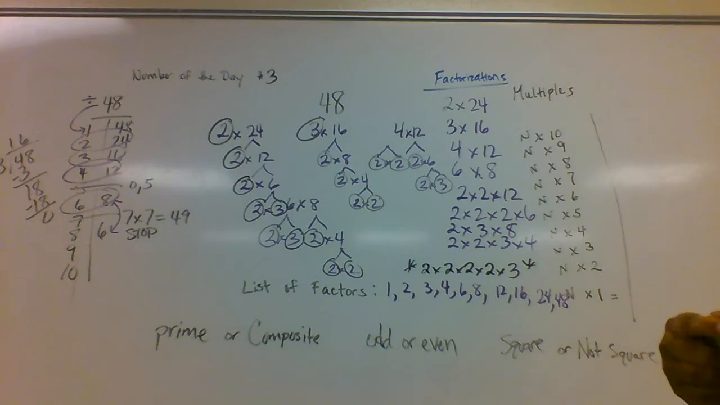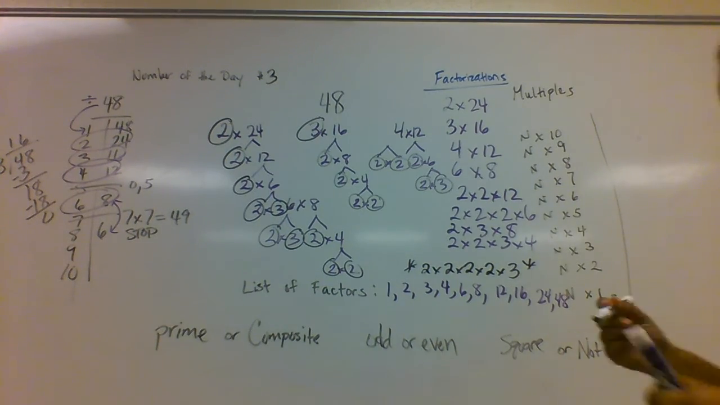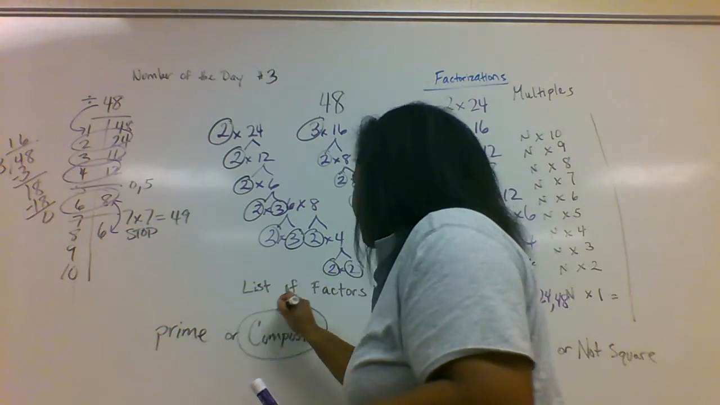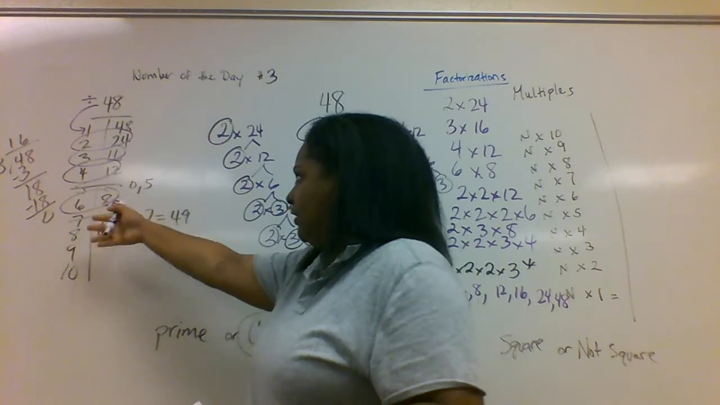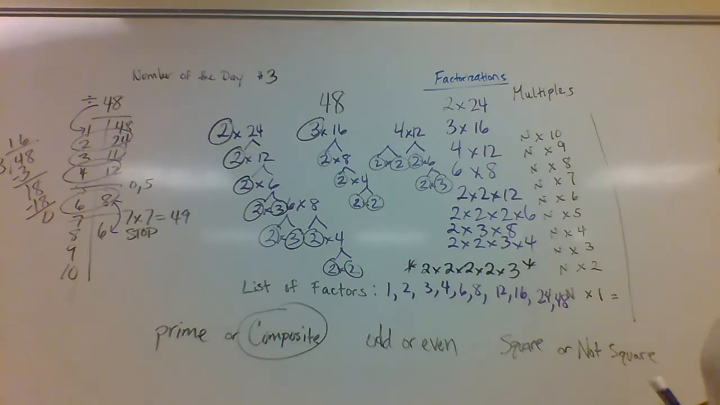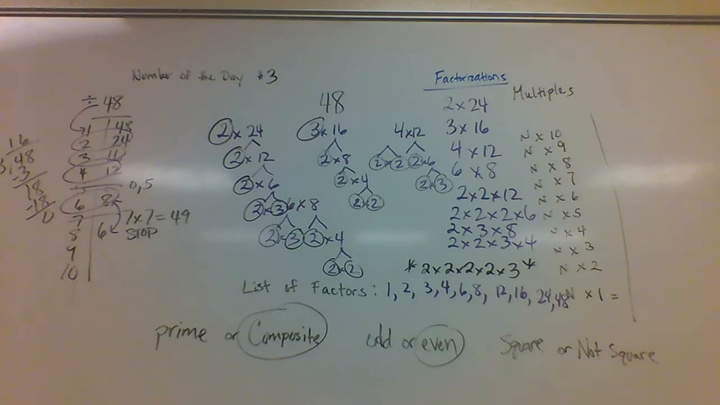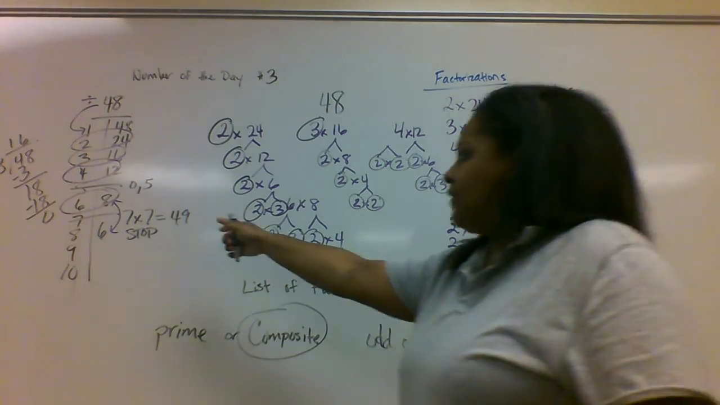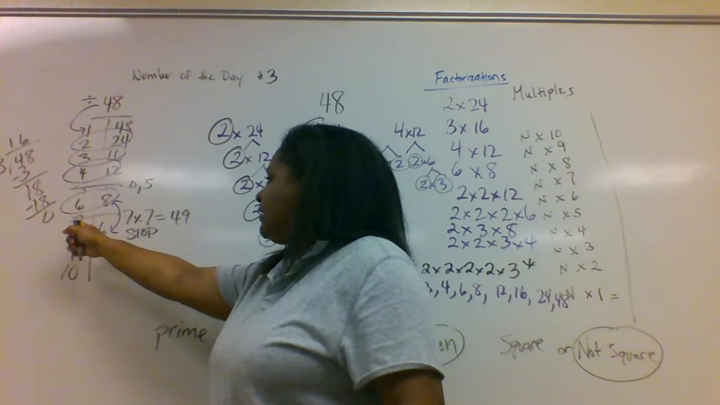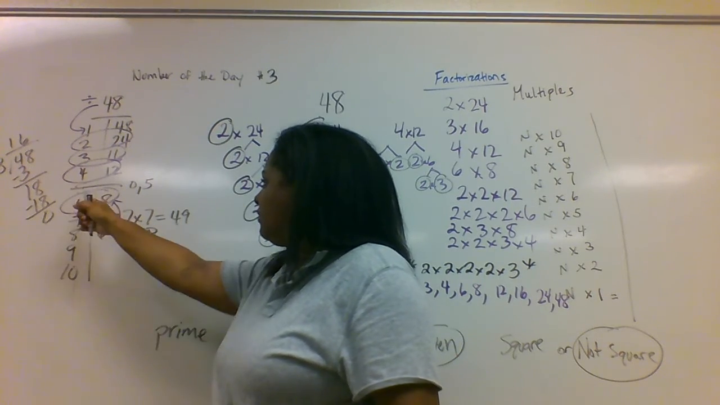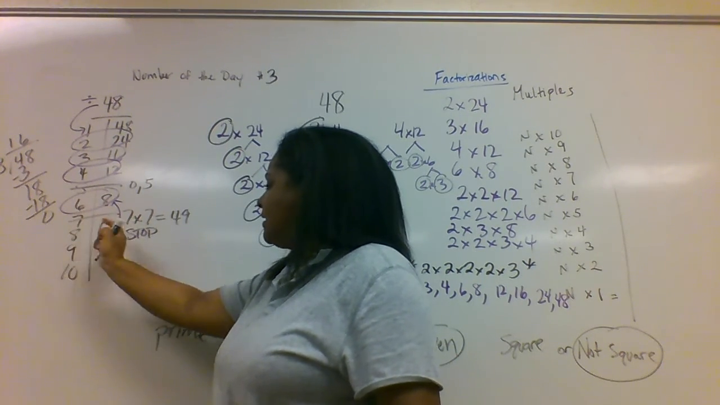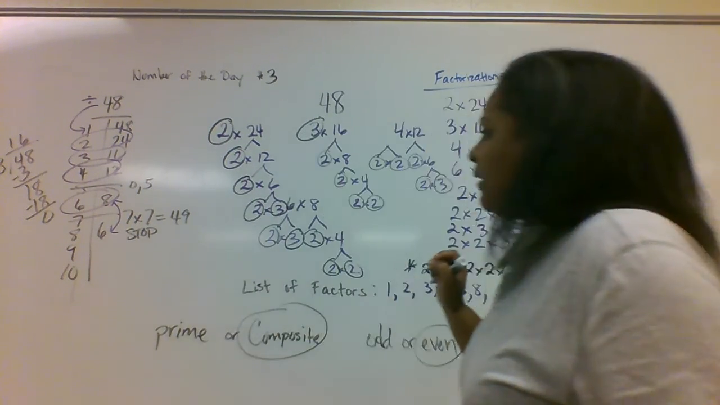So is 48 prime or composite? It is a composite number. We obviously have more than 2 factors. Is 48 even or odd? Is it an even number? Is it a squared number? Nope. None of these factor pairs are the same number. You have a 6 times 8 and an 8 times 6. So that's not a square.